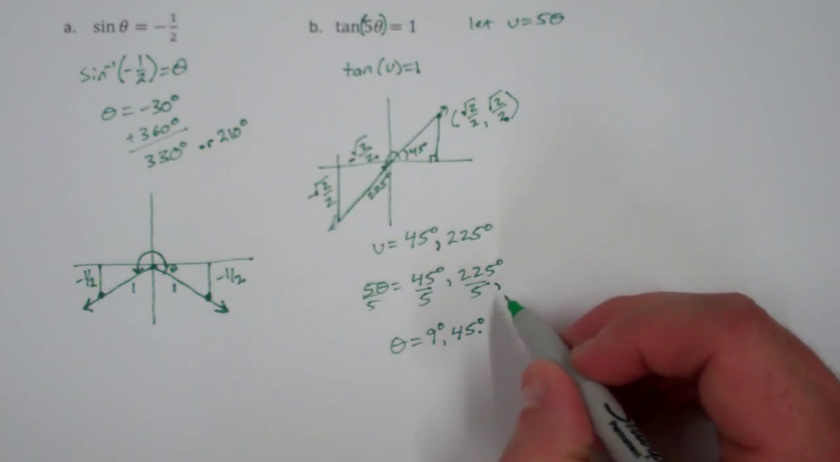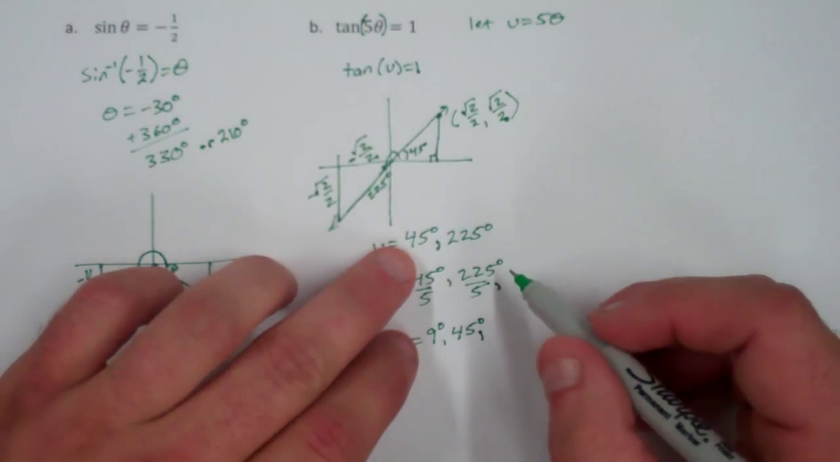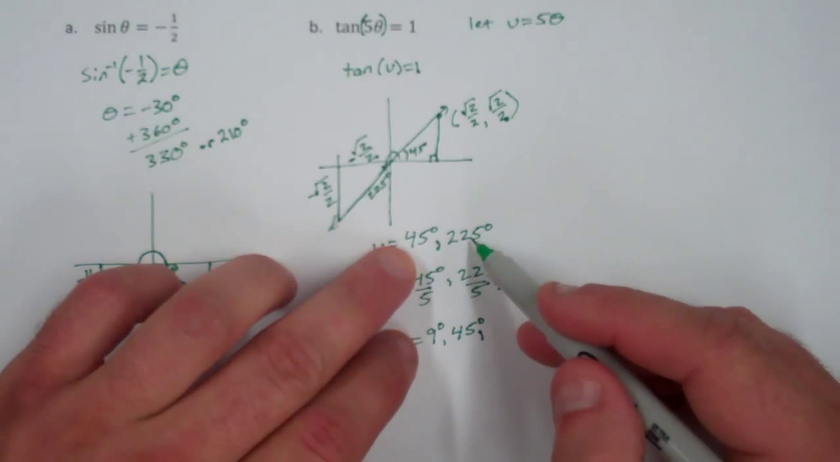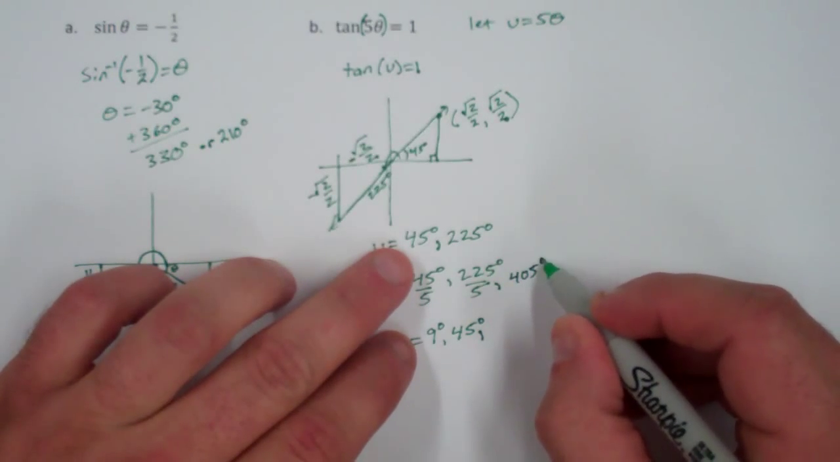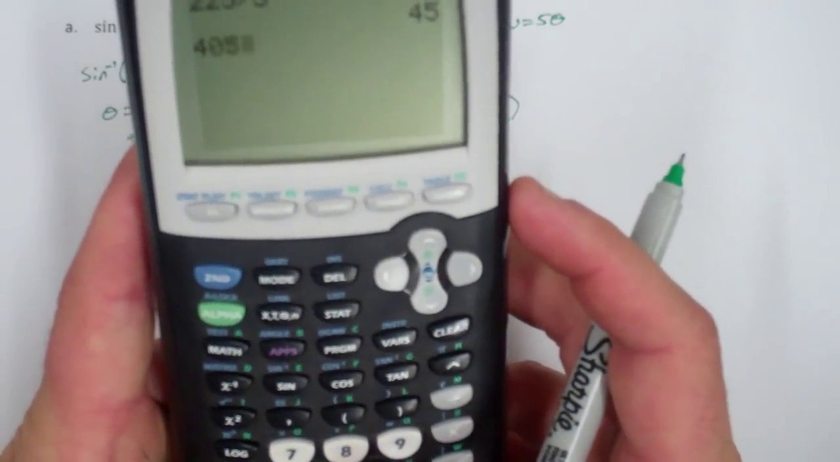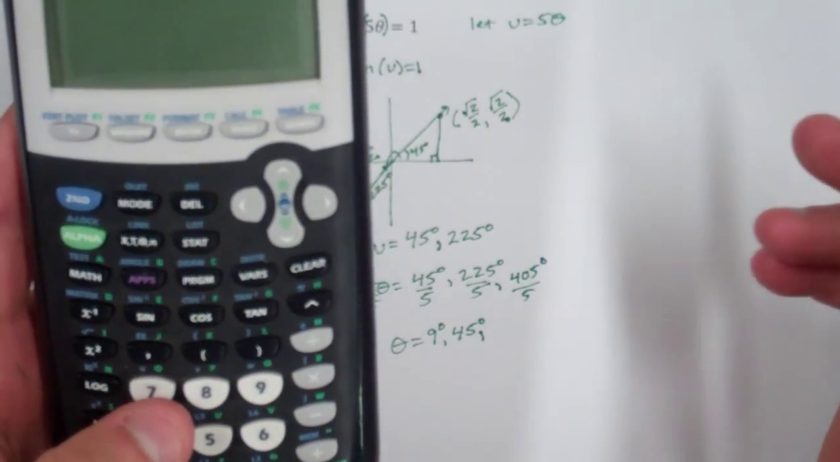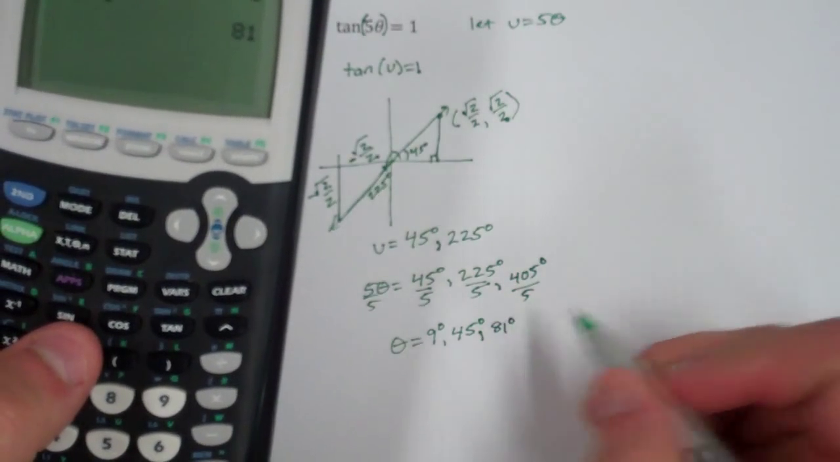So we need to build some more angles for u. How we build angles for u is we just find coterminal angles of these two. So if we added 360 to 45, we'd get 405. We're going to need to divide that by 5. And we're just going to keep playing this game until we run out of room, until we get something past 180. So let's see where we're at here. Well, we're at 81.